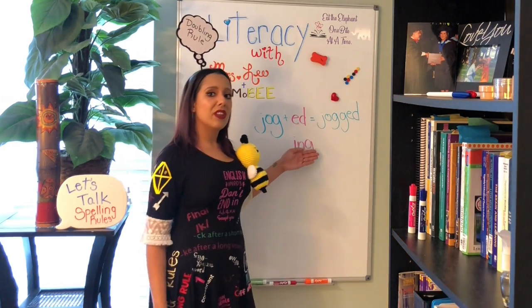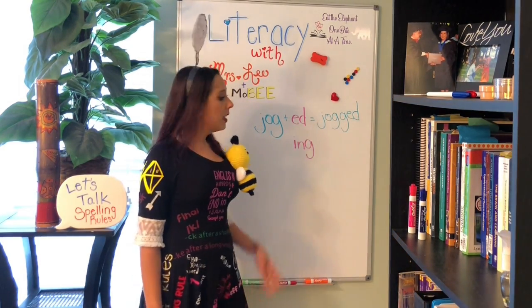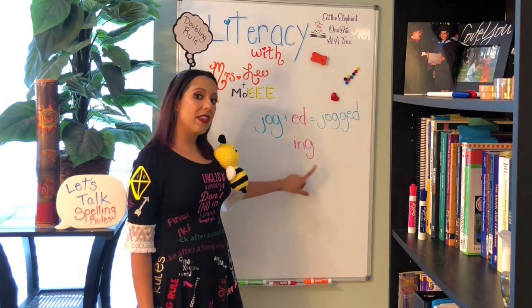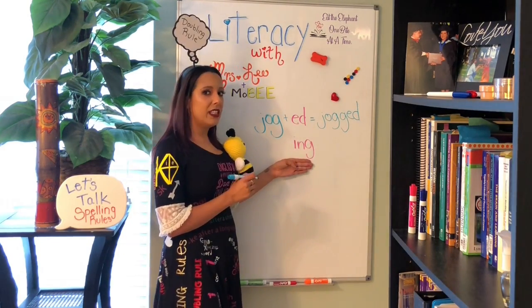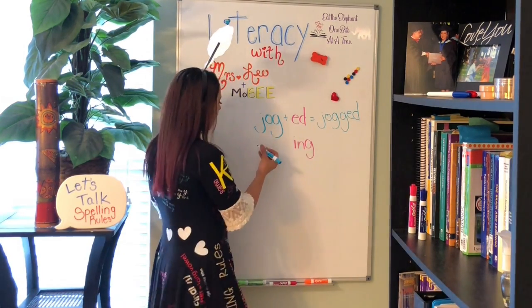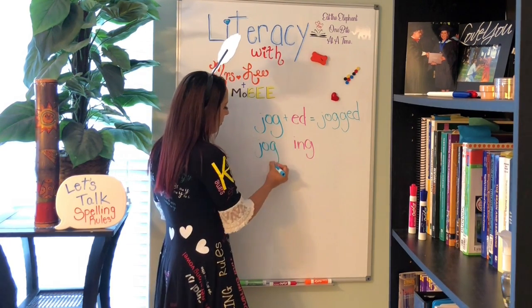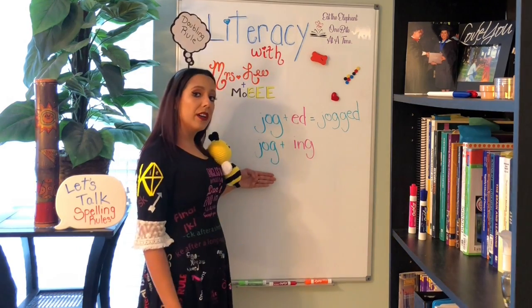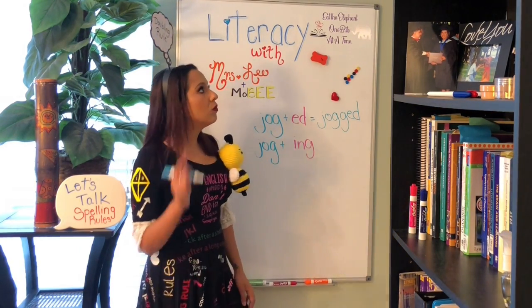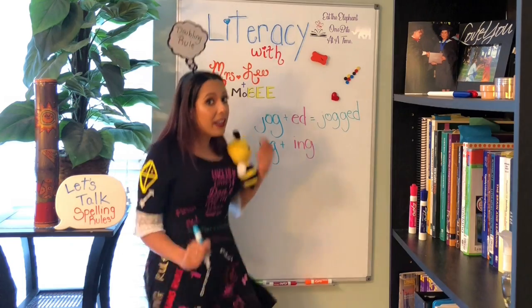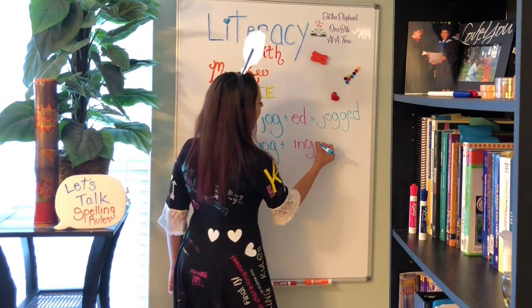And that becomes jogged. Let's do the same thing with ing. Let's make it into an action word. Jog plus ing makes jogging. Good.